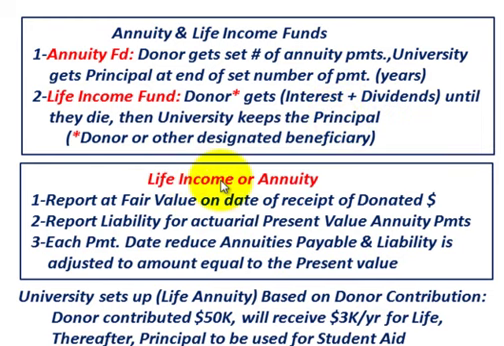Now for the life income or annuity, first off, you report it at its fair value at the date of receipt of the donated dollars for that life income or annuity. And secondly, you report the liability for the actuarial present value of those annuity payments. And then thirdly, at each payment date, you reduce the annuities payable, and the liability is adjusted to the amount equal to the present value.